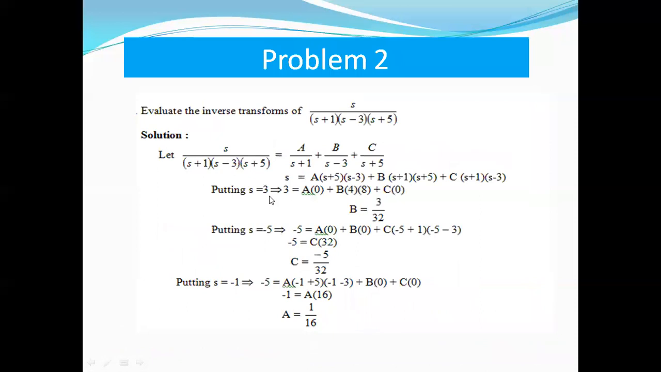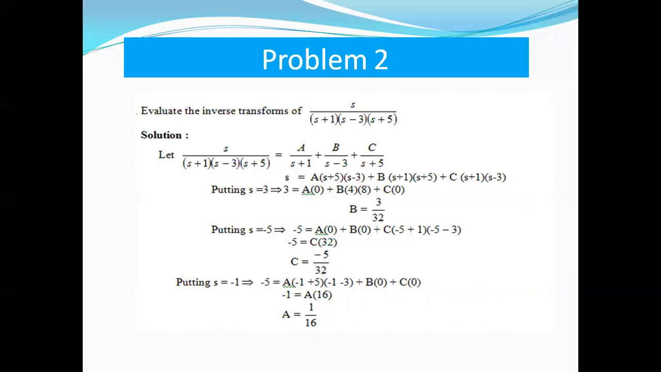Next problem, evaluate the inverse transform of s divided by s plus 1, s minus 3, s plus 5. Here we cannot find the inverse Laplace transform directly because we have three terms multiplied in the denominator. So to split the denominator, we are going to use partial fractions, that is s divided by (s plus 1)(s minus 3)(s plus 5) is equal to A by s plus 1 plus B by s minus 3 plus C by s plus 5.